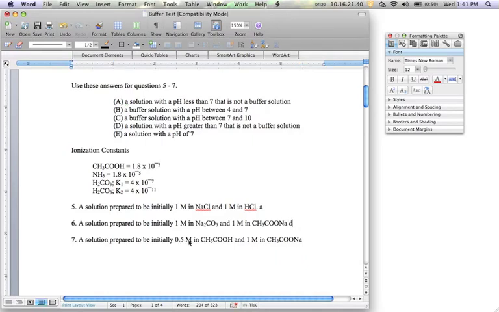And then we've got 0.5 molar acetic acid and 1 molar sodium acetate. We see here, acetic acid is a weak acid. Sodium acetate, the acetate ion, is the conjugate base of acetic acid, so we have a buffer. And since acetic acid is a weak acid, we have a buffer with a pH of just less than 7, or B. So that goes there.